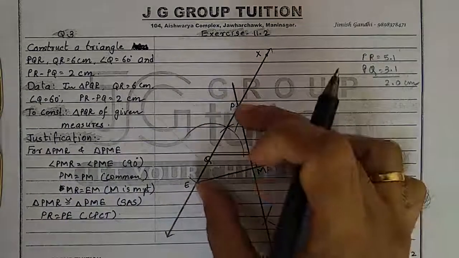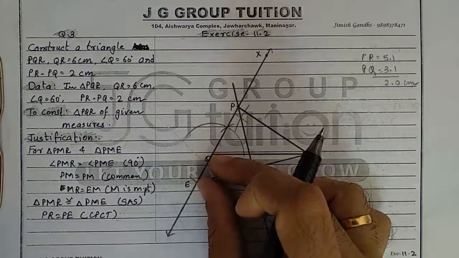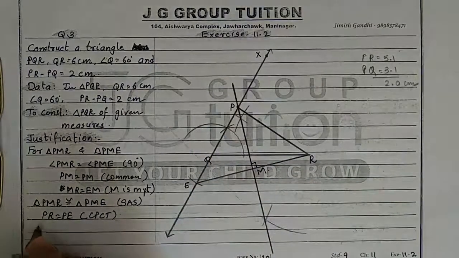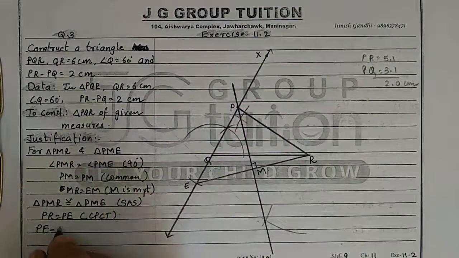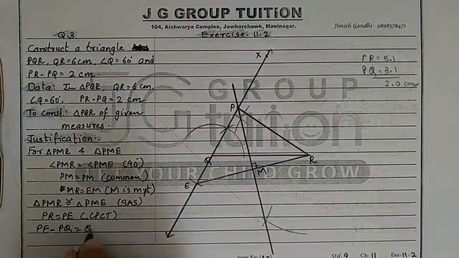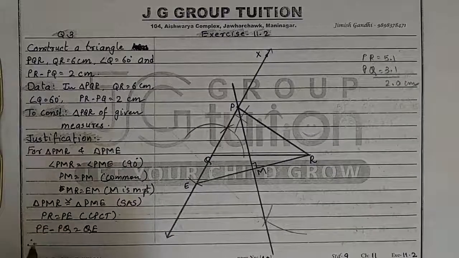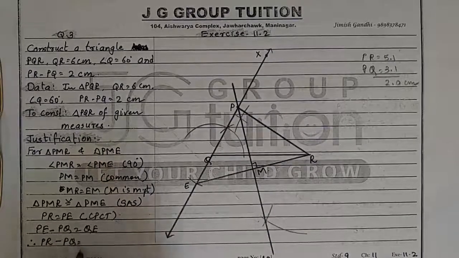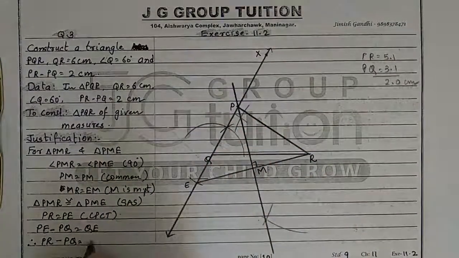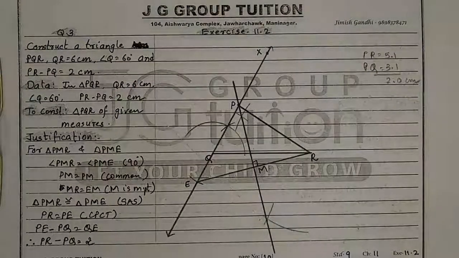Now you can see here that PE minus PQ, as we discussed, equals QE, which is 2. But as we discussed, PR and PE are the same, so this can be written as PR minus PQ. The value of QE that we have taken is 2 centimeter. Hence, this justifies the construction. I hope you understand this one. Thank you.